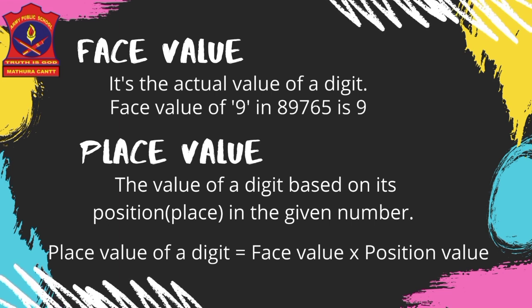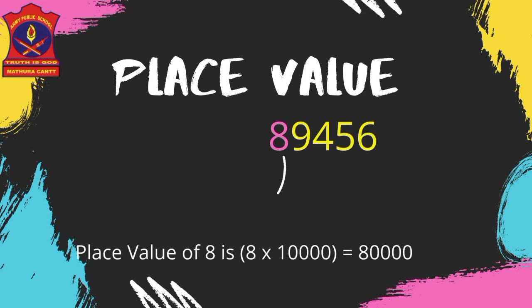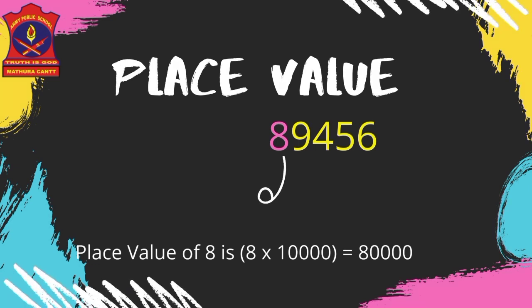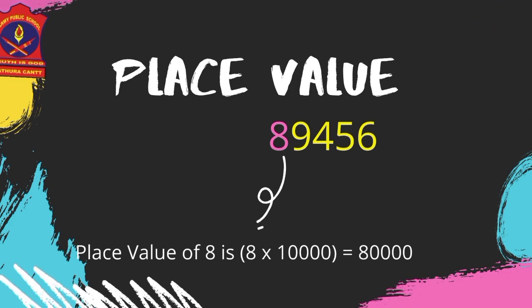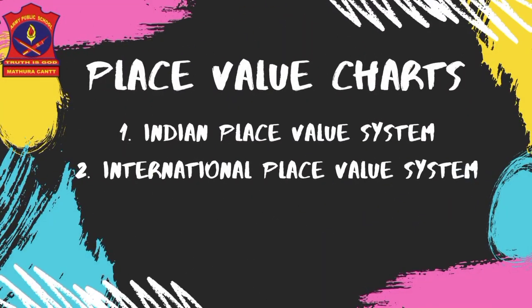Now place value. The value of a digit based on its position or place in the given number is place value. The place value of a digit will always be equal to its face value multiplied by its position value. Let us see an example here. It is 89,456. How will you read it? It will be 89,456. So the place value of 8 will be 8 multiplied by 10,000, which is equal to 80,000. As you can see here, face value is multiplied by the position value.